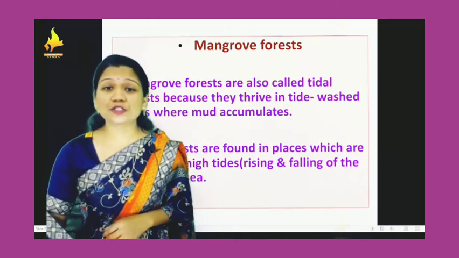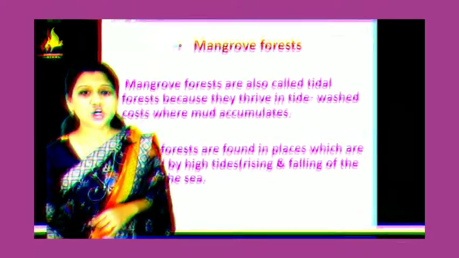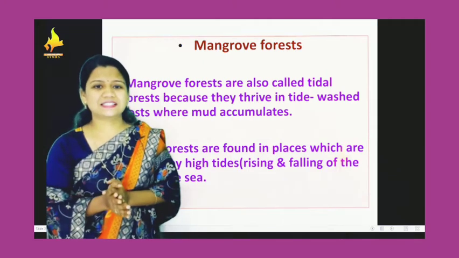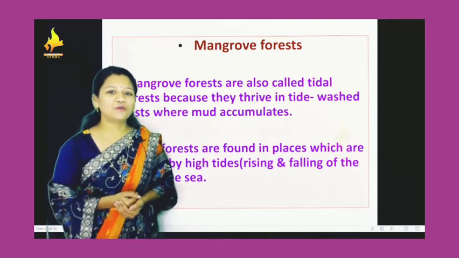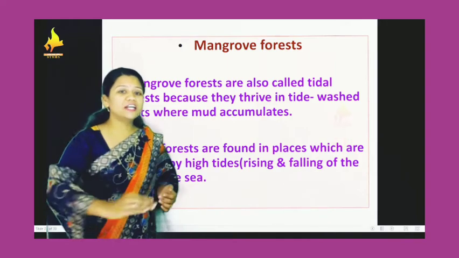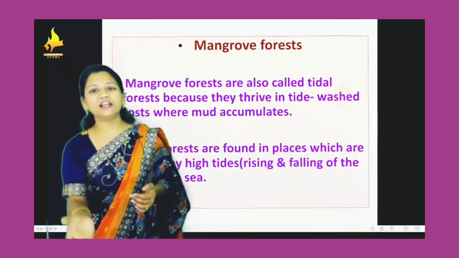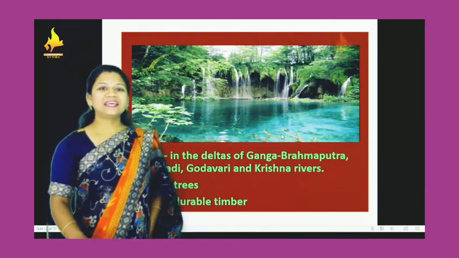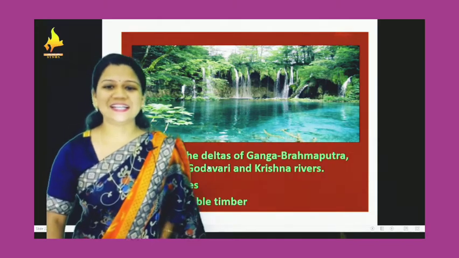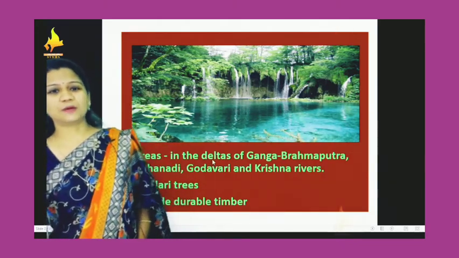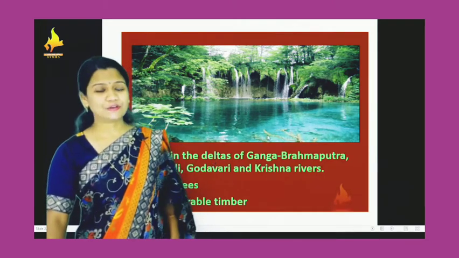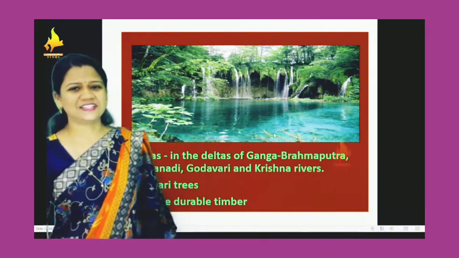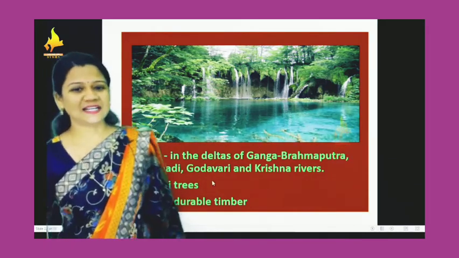Mangrove forest. These are also called tidal forests because they thrive on tide-washed coasts where mud accumulates. These forests are found in places flooded by high tides, with the rising and falling of the sea. These areas are basically deltas, the world-famous Ganga-Brahmaputra delta, and the Mahanadi, Godavari and Krishna river deltas. Basically, Sundari trees are found in such deltas. That is the Sundarban delta.